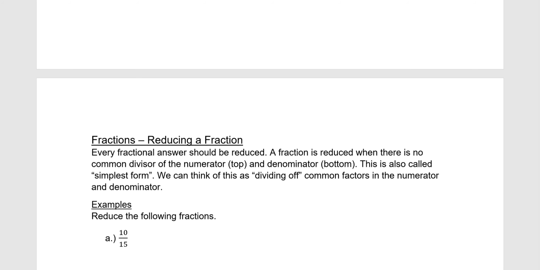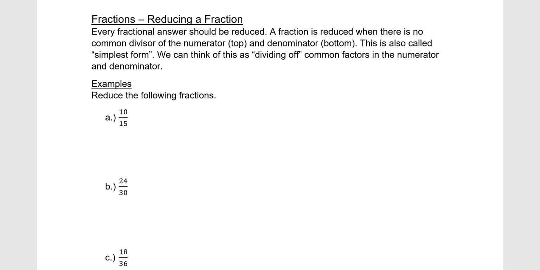Okay, so that is the two number systems that we'll be using. Next, for some fraction review, we'll start by reducing fractions. Every fractional answer that we have should be in reduced form or simplest form. A fraction is reduced when there's no common divisor or common factor of the numerator, which is the top of the fraction, and the denominator, which is the bottom of the fraction. So what we can do here is think of this as dividing off a common factor in the numerator and denominator. Let's see an example here.